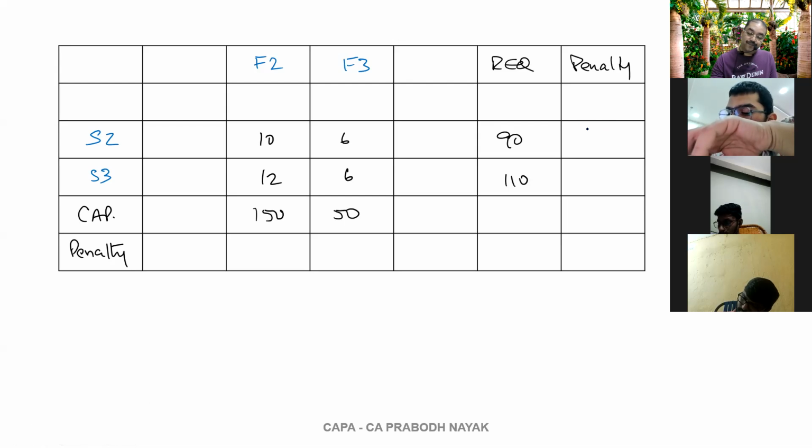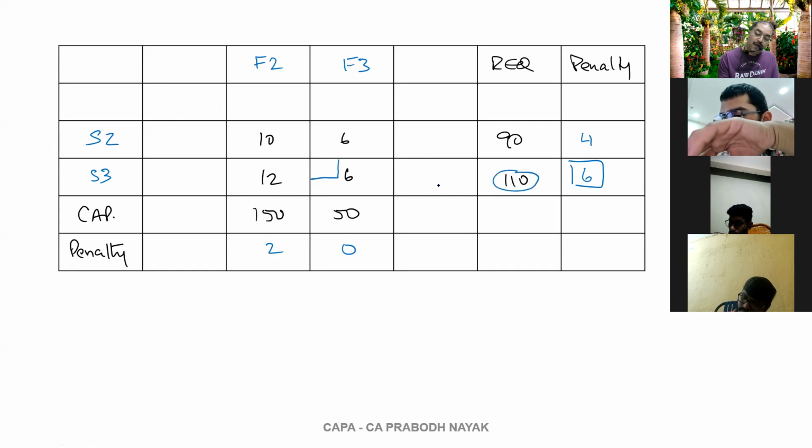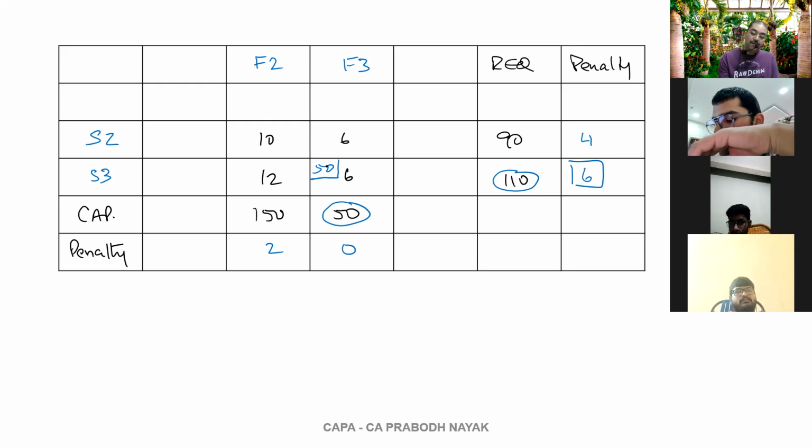10 and 6 is 4. 12 and 6 is 6. 10 and 12 is 2. 6 and 6 is 0. This is the maximum penalty. Minimum here. 110 or 50, whichever is less, so 50. 50 minus 50 is 0. 110 minus 50 is 60.